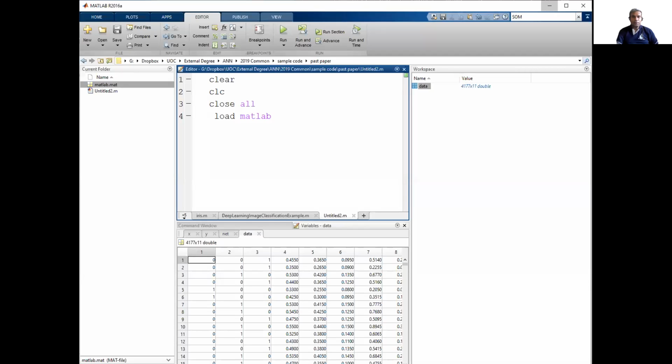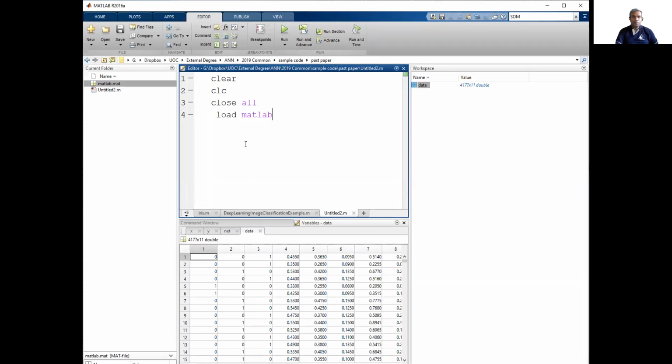You import the data, then you convert all the textual data into numerical data. Since there were three classes, we follow this particular pattern, not 0, 1, 2, this particular pattern. Then we import the data into MATLAB. Okay. Then we load the data.